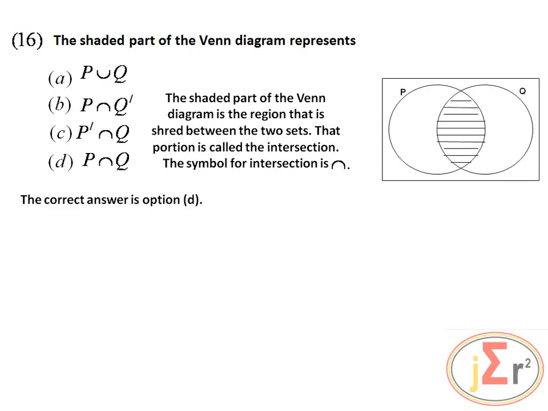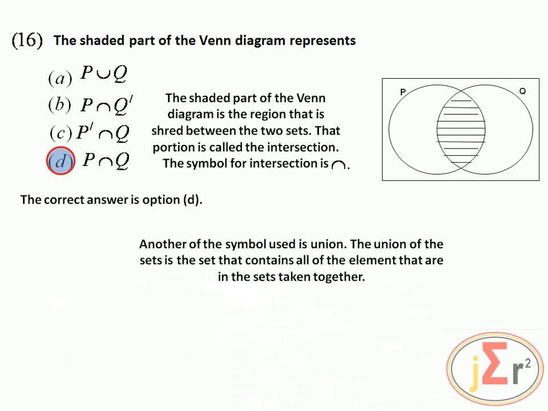Right. The correct answer is option D, because in option D we have this same intersection sign, and that is represented by the shaded region that we have here. It is shared between set P and set Q. It is the intersection of the two sets, and of course option D is correct.